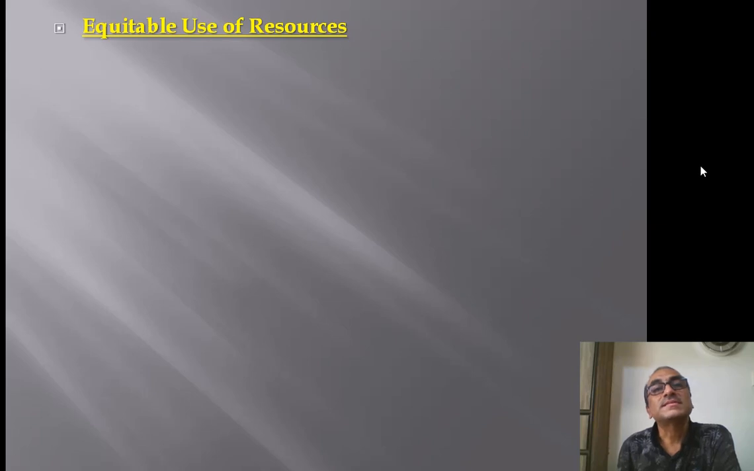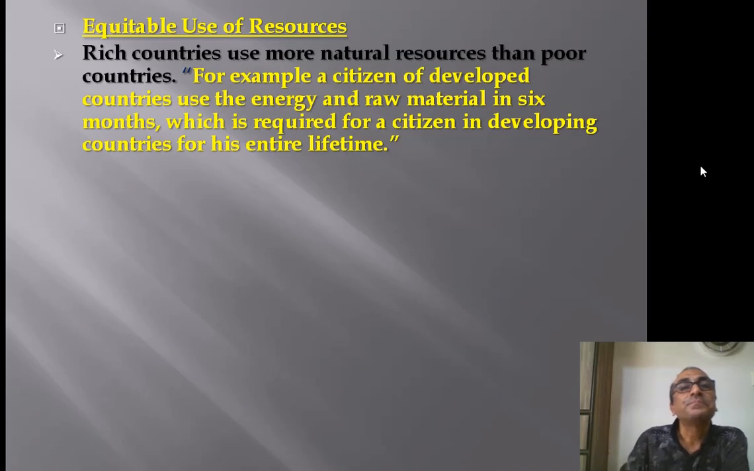Now lastly, let us take up the equitable use of resources. Resources utilized by human beings have not been in a proper equation. Some people are using too much, some people are not having access to it, and for some people it is available in very little quantities. So this inequality is causing much destruction to our natural resources. Let's take up some of the facts here.